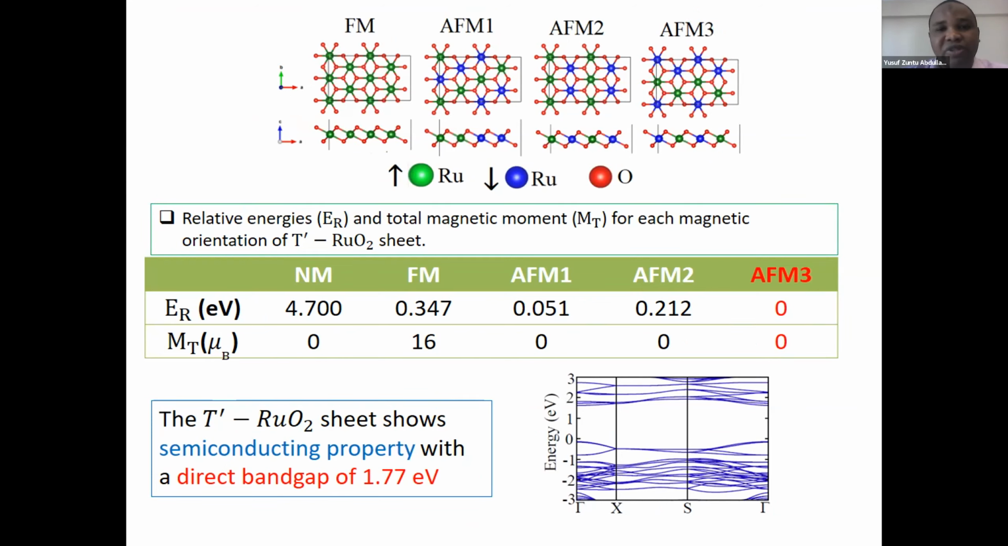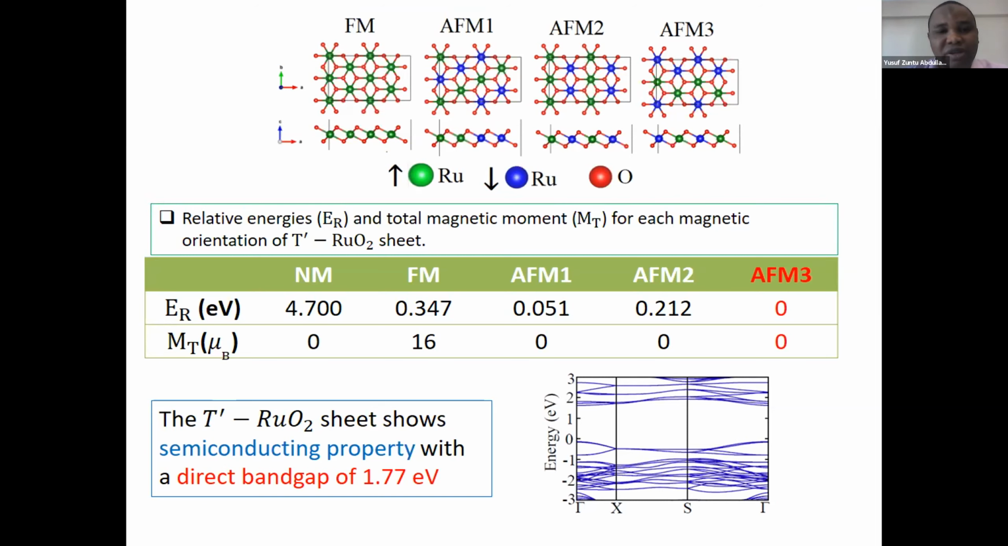Here we consider 3 antiferromagnetic states, including 1 ferromagnetic and non-magnetic states, as can be seen based on the relative energies in the table provided. The ground state structure of this distorted orthorhombic structure of ruthenium dioxide is antiferromagnetic, and we use the structure to determine the electronic properties.